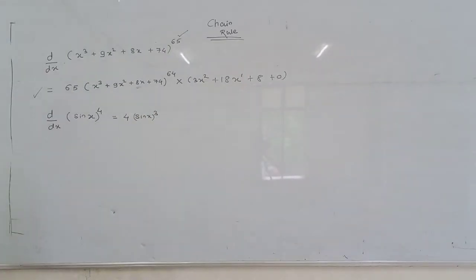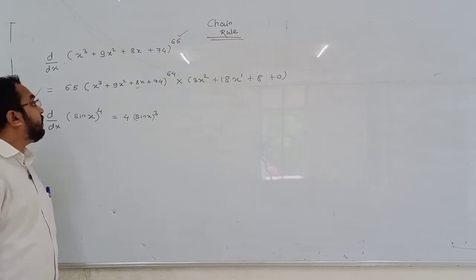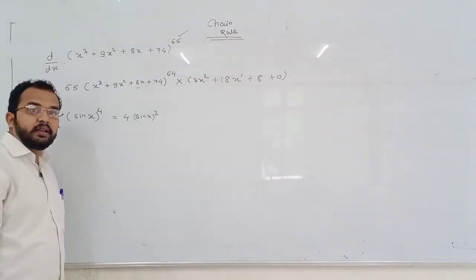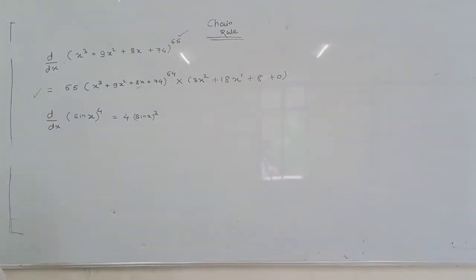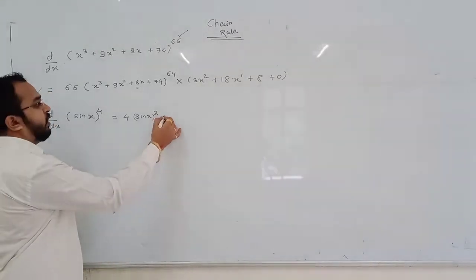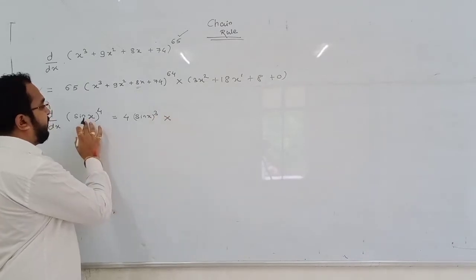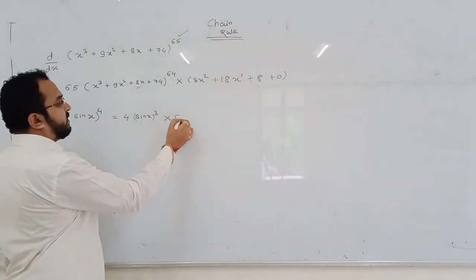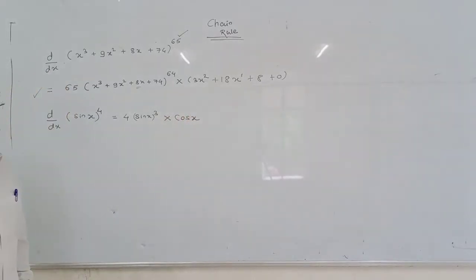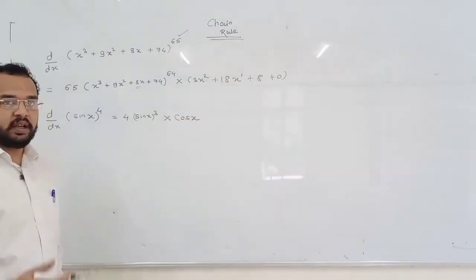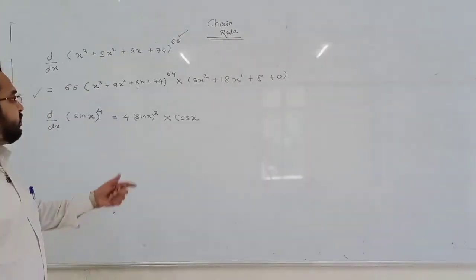But the thing on which you applied the power rule, is it x? It is not. It is sin x. So differentiate it again. What is the differentiation of sin x? It is cos x. That is why I told you to keep yesterday's lecture open here. So this is the chain rule.